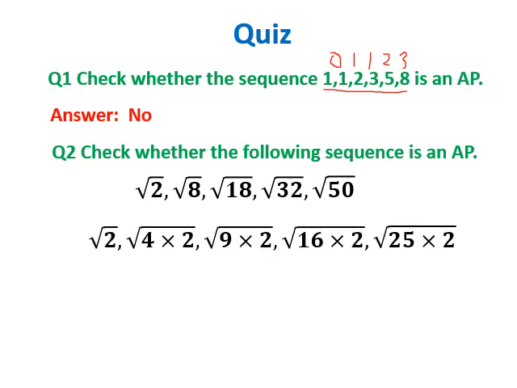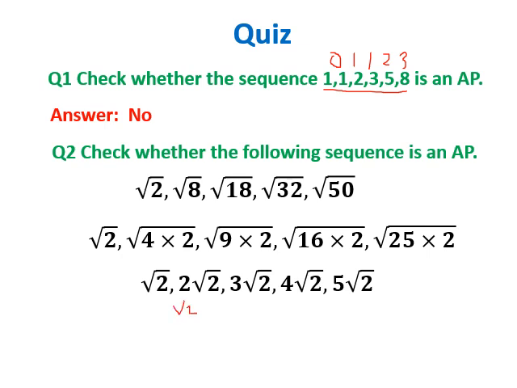We can write the second number as root 4 into 2. Similarly, root 9 into 2 is the third number. Root of 16 into 2 inside the square root, and so on. Further simplification will lead to root 2, 2 root 2, 3 root 2, 4 root 2, and 5 root 2. If we subtract starting from the second number, we find the difference will be root 2. This also will be root 2. So common difference will be root 2 throughout. So this particular sequence is indeed an AP.